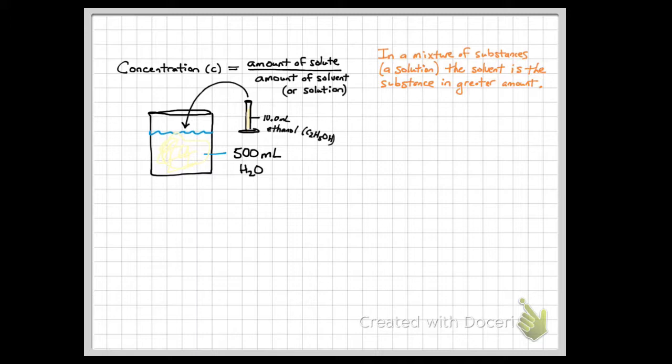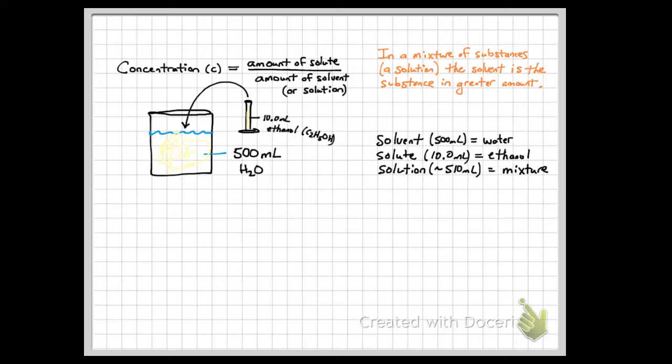Then in this case, the solvent is going to be the water, because it is in the greater amount, 500 milliliters. And the solute is the ethanol, which is only present in 10 milliliters. And then, of course, the solution is the water and ethanol mixed together. In this case, its total amount will be approximately 510 milliliters.